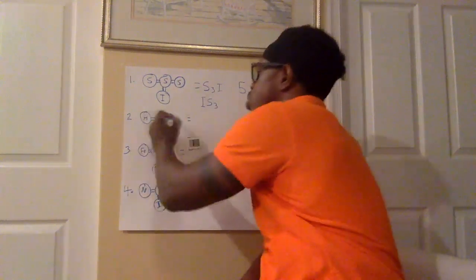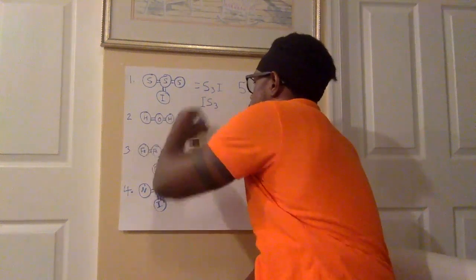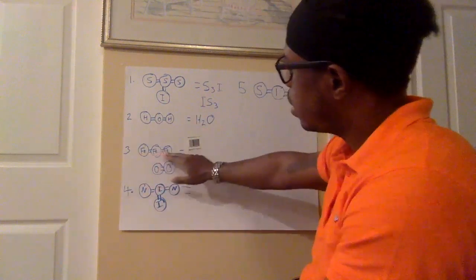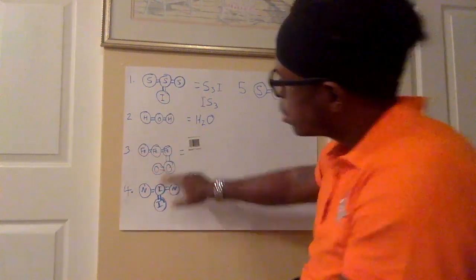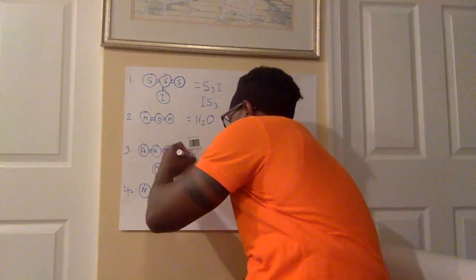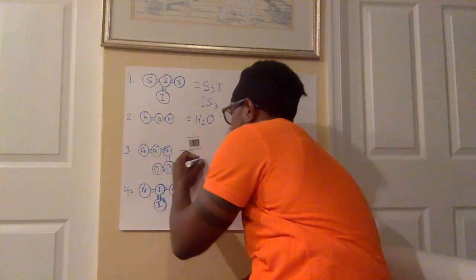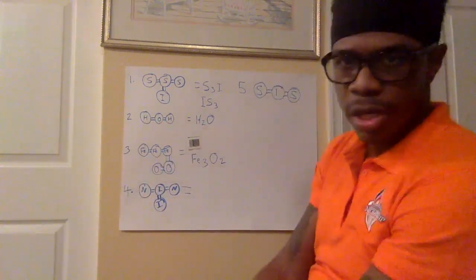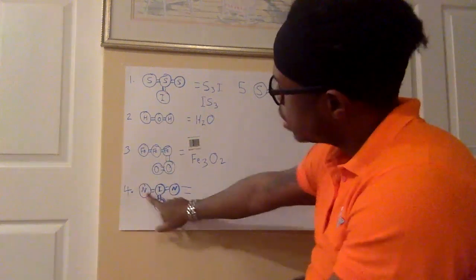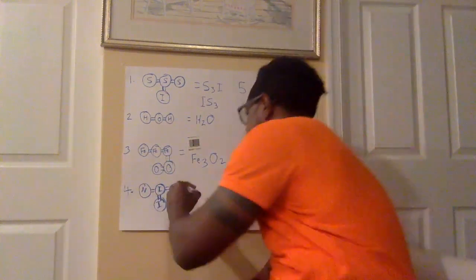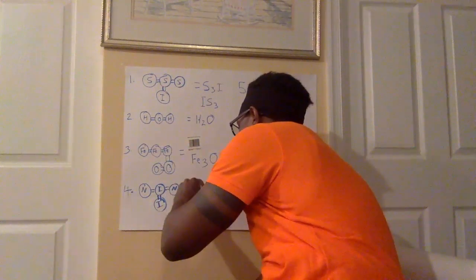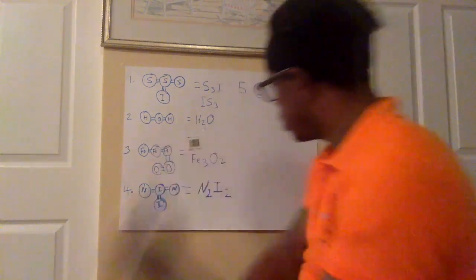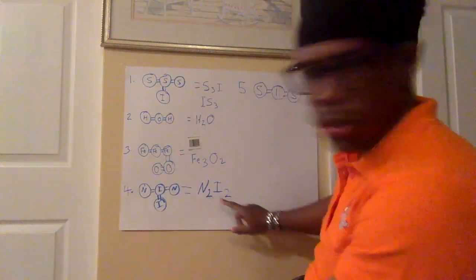HOH, we know that's 2 hydrogens, so H2O. All right, we have Fe, Fe, Fe, oxygen, oxygen, so that's 3. We have 3 iron and then 2 oxygen, right? Lastly, we have 2 nitrogens and 2 iodines, so that's going to be N2I2. Sorry about this one, but it's N2I2.